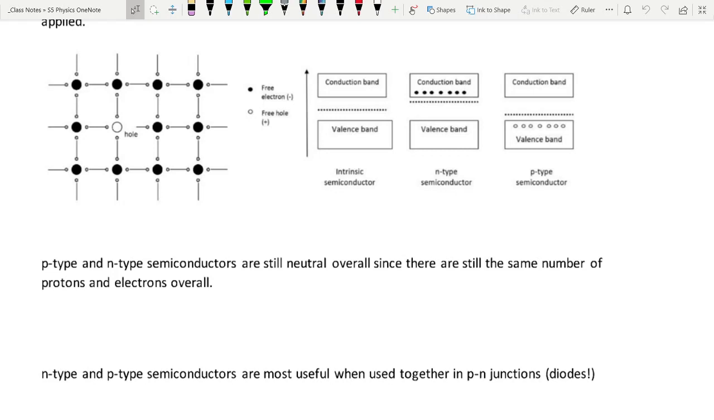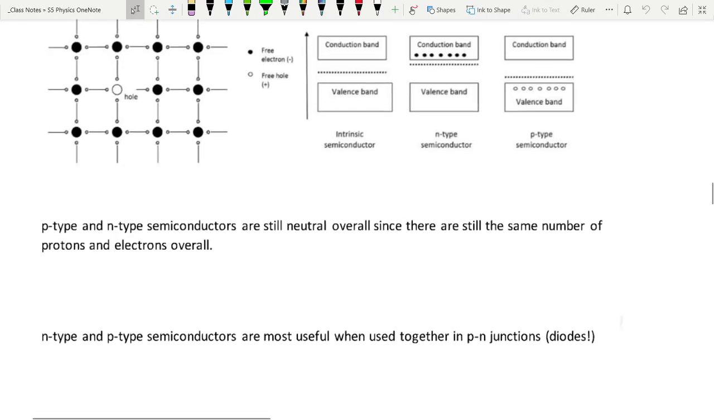And these type of semiconductors are most useful when they're used together. Okay, so in p-n junctions, so like diodes.